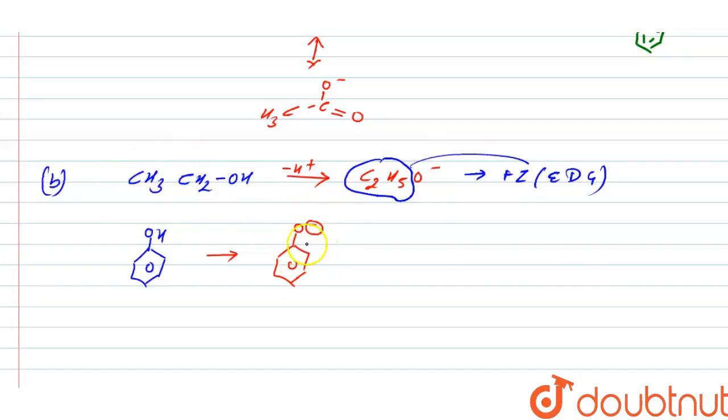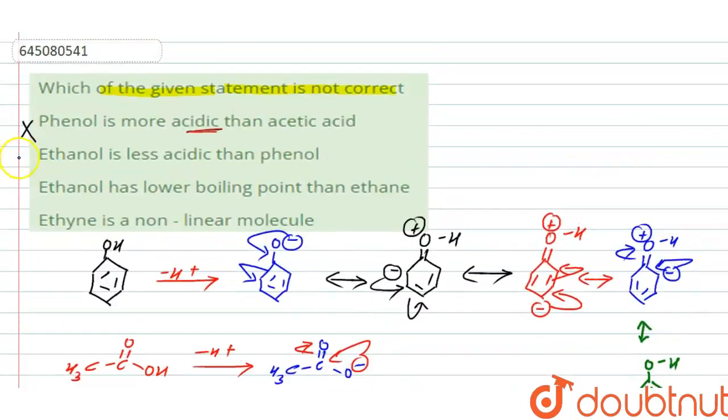is in resonance with this phenyl ring. So as the negative charge is in resonance, this means that the acidity of phenol will increase. So this means the acidity of phenol is higher than that of ethanol. This means our second option is correct.